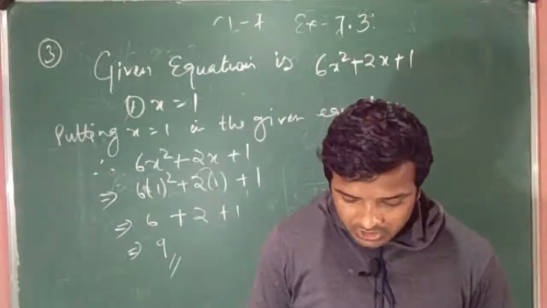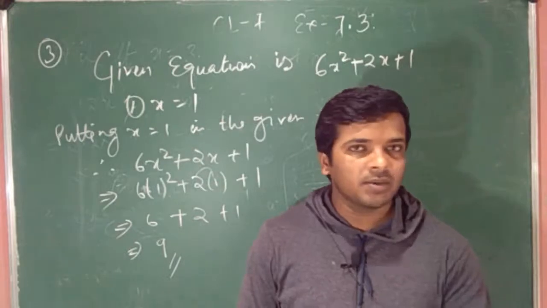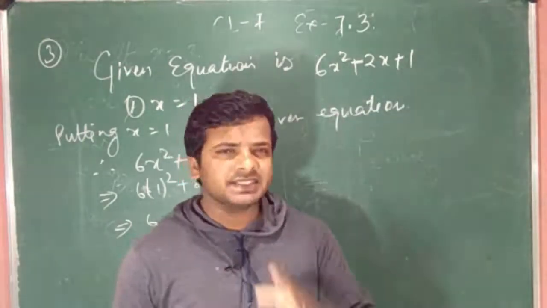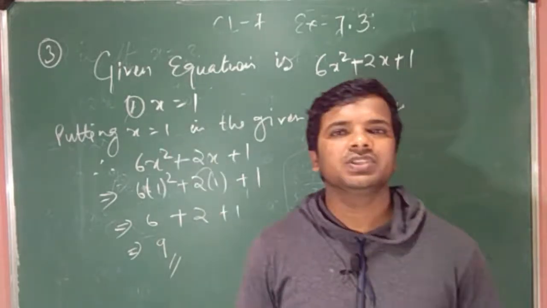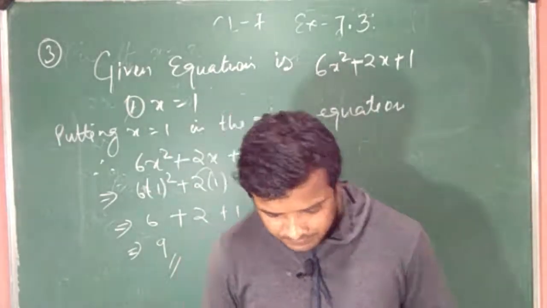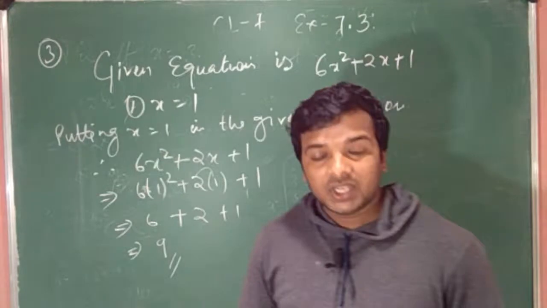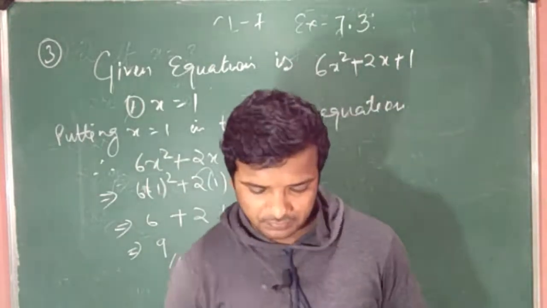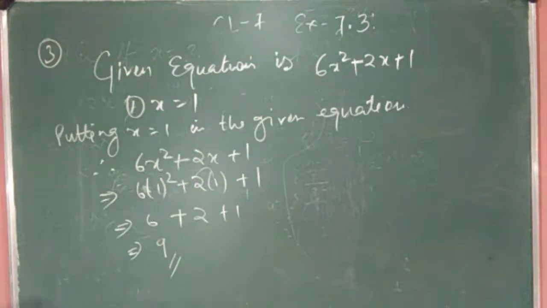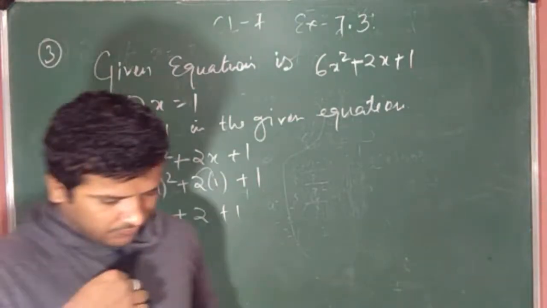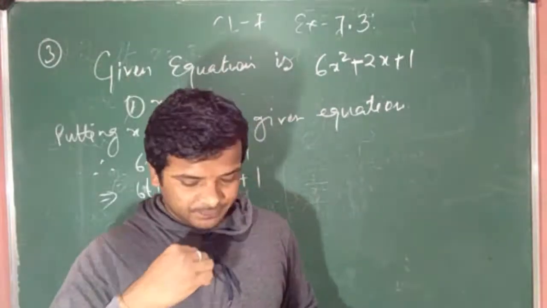Now try to do Roman number 2 and Roman number 3, same method. Here plus 1 and in Roman number 2 it is minus, that's all. Now let us do question number 4. We are going to do question number 4. Get ready with your question.